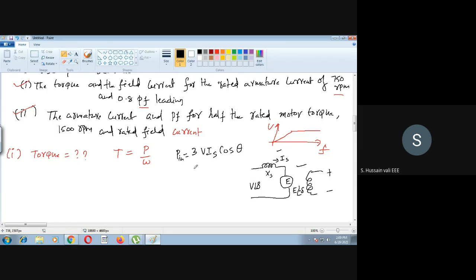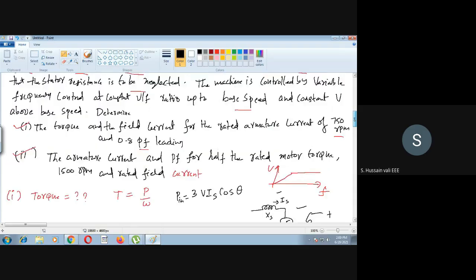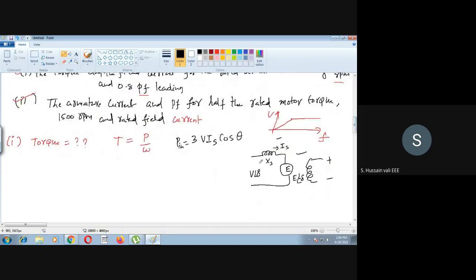As we have taken in the problem that the stator resistance is neglected, there is no loss here. So whatever the input power, you will have the same output power. So I will write P in is equal to P naught. Input power and output power are the same because the stator losses are zero, as the problem states that stator resistance is neglected. So from P in equal to 3 V IS cos theta, we can find out P naught.